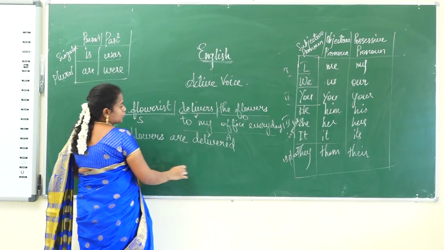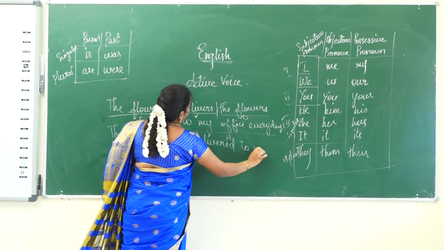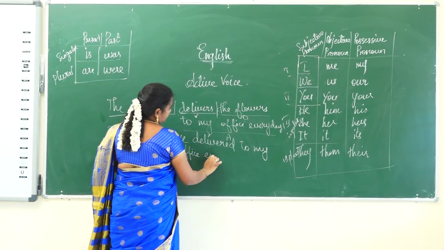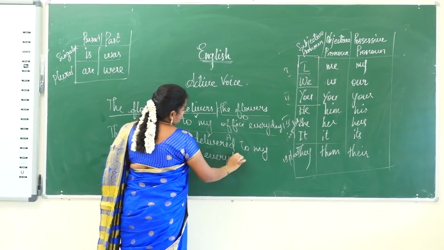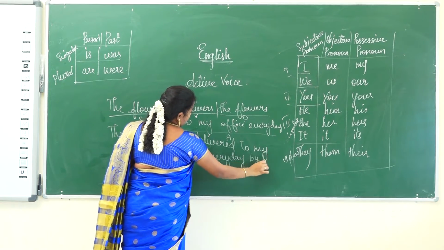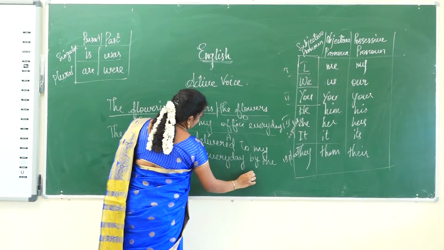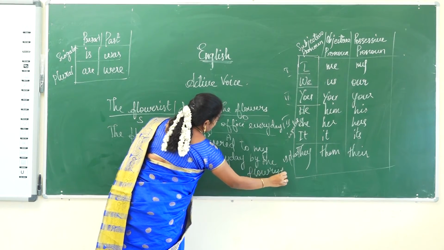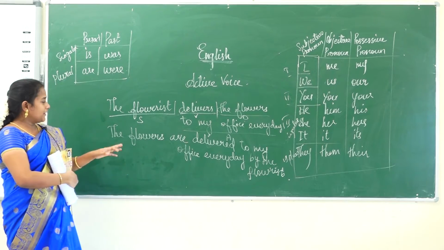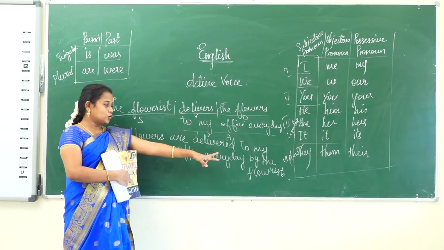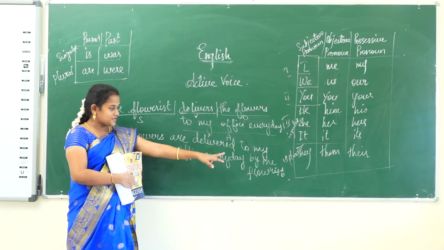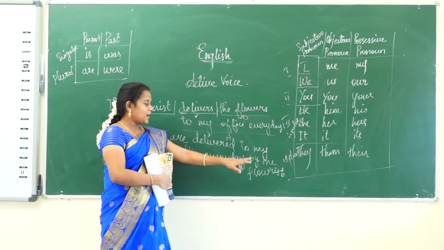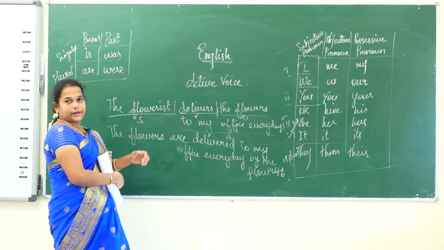Delivered to my office every day by the florist. Otherwise we can write, the flowers are delivered by the florist to my office every day. This adjunct we can place in between, at the end or at the beginning. Okay.